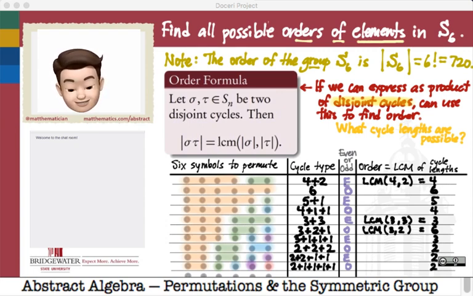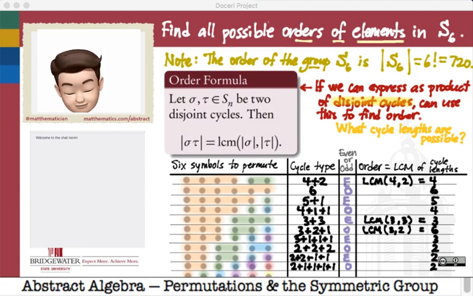And of course, last but certainly not least, is the cycle type in which everything is fixed. So fix one symbol, fix the second symbol, fix the third symbol, fix the fourth symbol, fix the fifth symbol, and then also fix the sixth symbol.